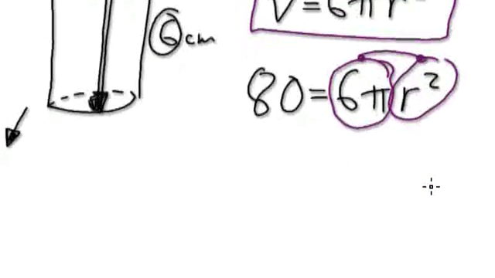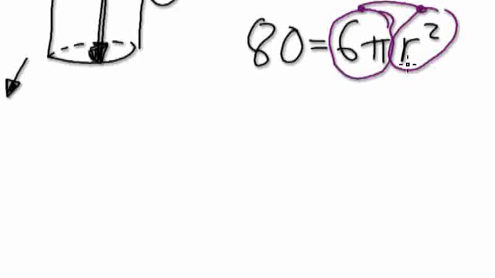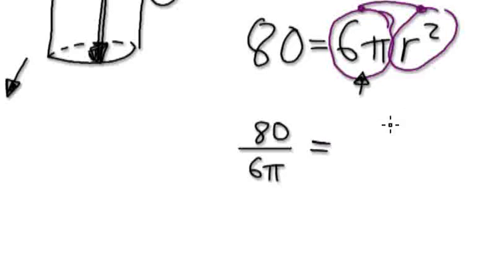Okay, let's kill off the 6 pi bubble, because we want to work out what R is. So we've got to somehow get R standing on its own. So divide both sides by this bubble here. Take the 80 down, divide it by 6 pi. On the right hand side, if you divide by 6 pi, you're going to get R squared. Now, you want to get R on its own, so you square root both sides.